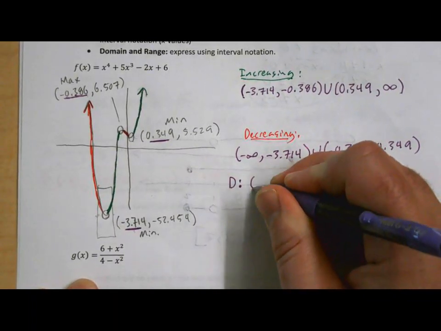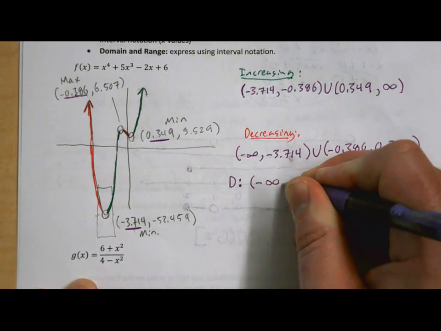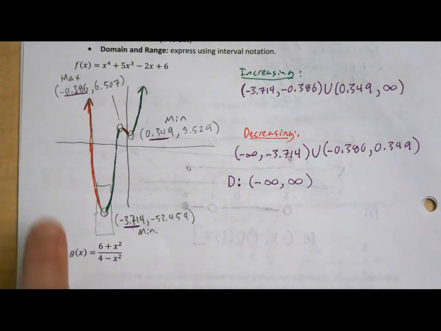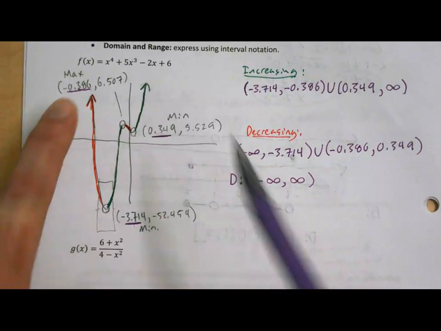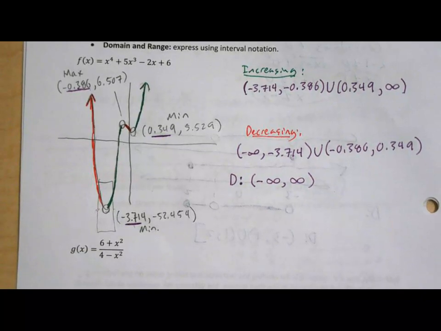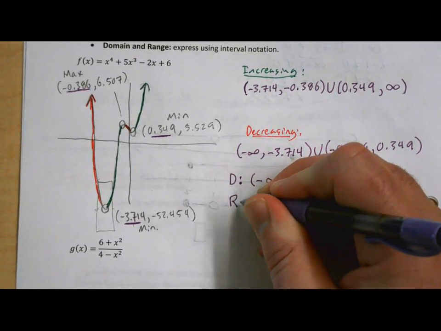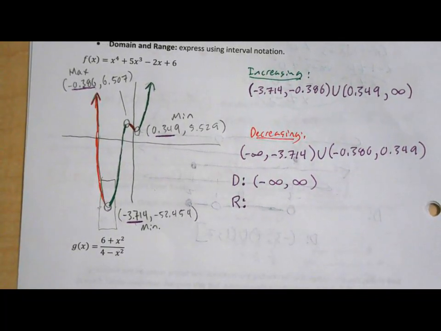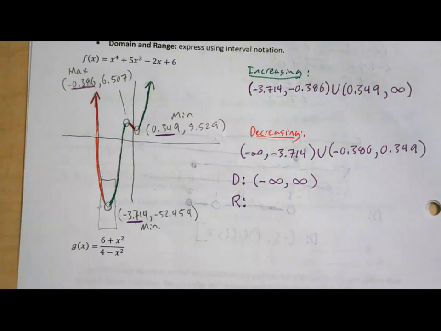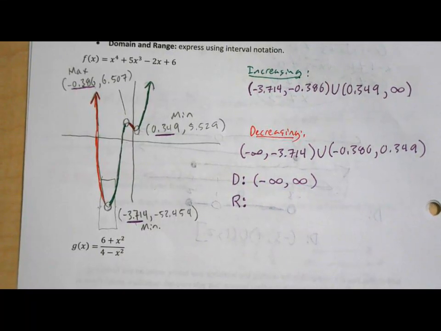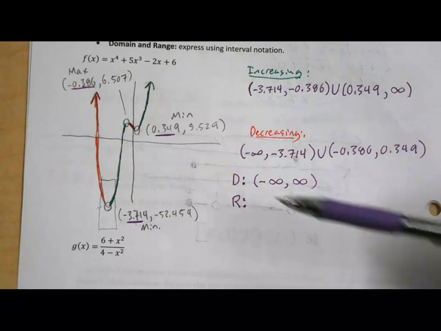We're going to write it in interval notation, though, negative infinity to infinity. So there's no breaks. Arrowheads point to the left and right. So negative infinity to infinity. The range is not all real numbers, though. Is this graph bounded above or bounded below? Bounded below. So the range is going to start at a low value and go up to positive infinity.